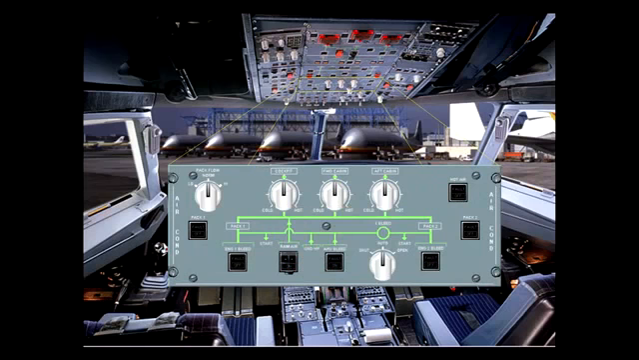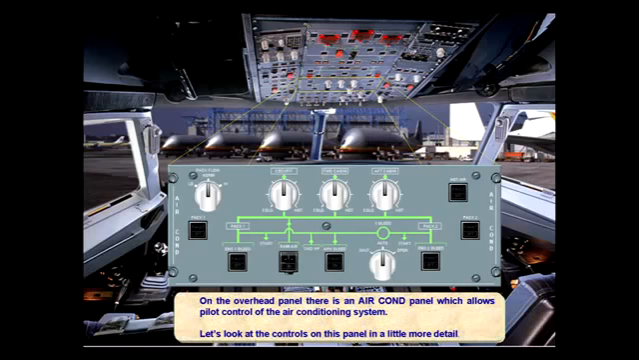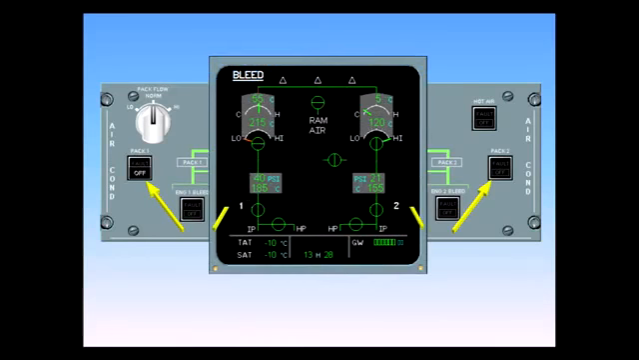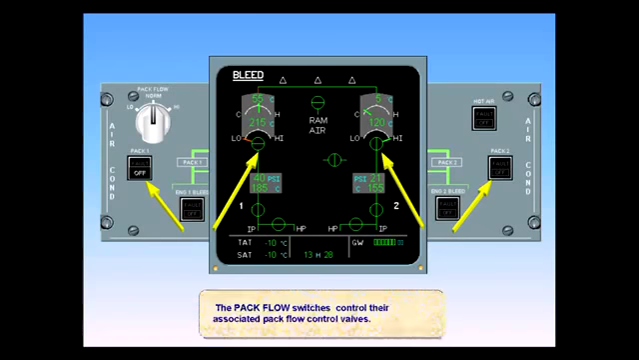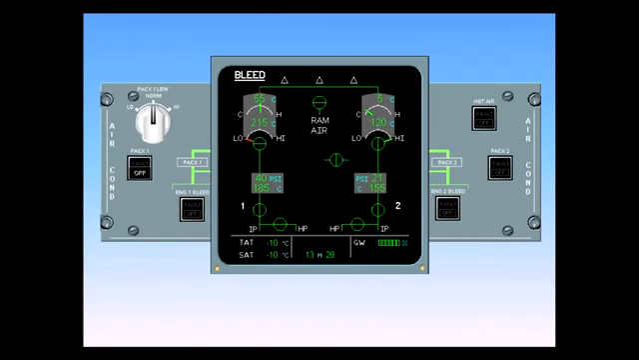On the overhead panel, there is an air conditioning panel which allows pilot control of the air conditioning system. Let's look at the controls on this panel in a little more detail. The pack flow switches control their associated pack flow control valves. In the example shown, pack 1 is selected off and is indicating closed, while pack 2 is selected on and is indicating open.